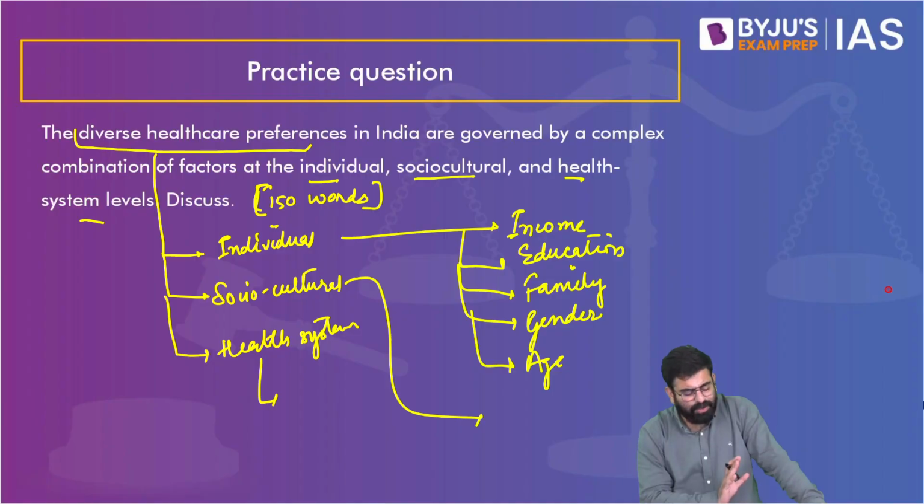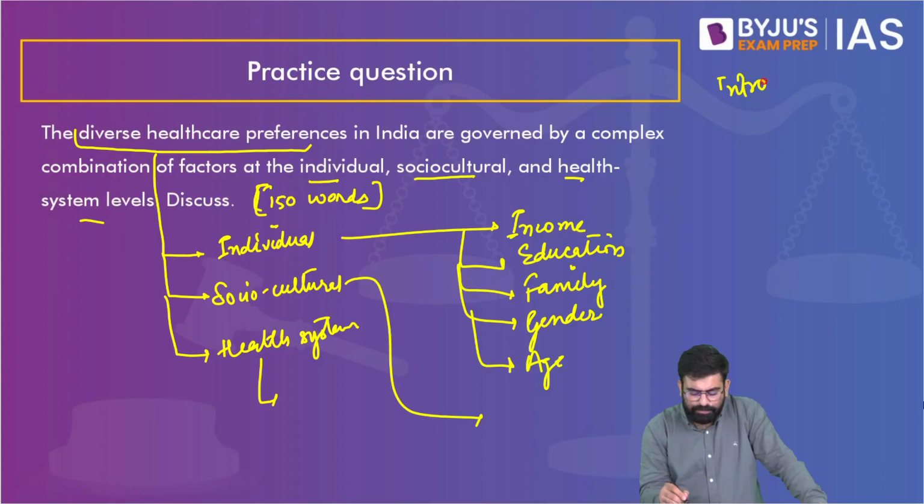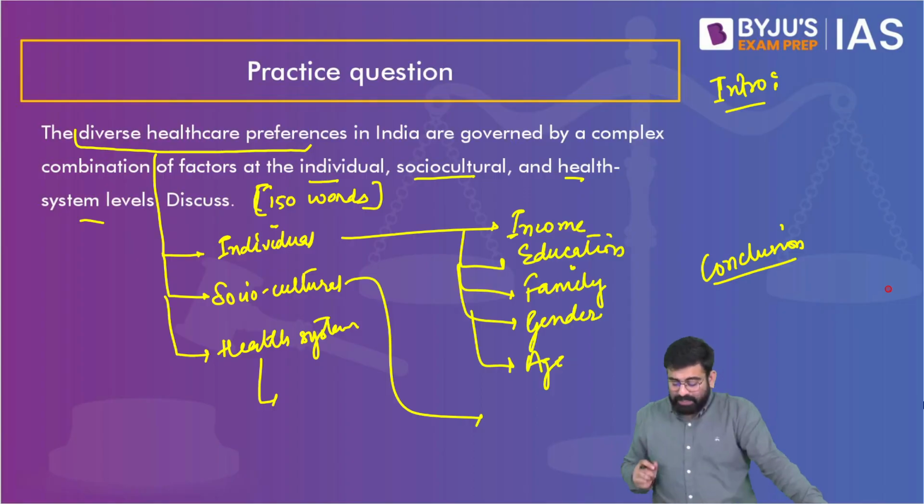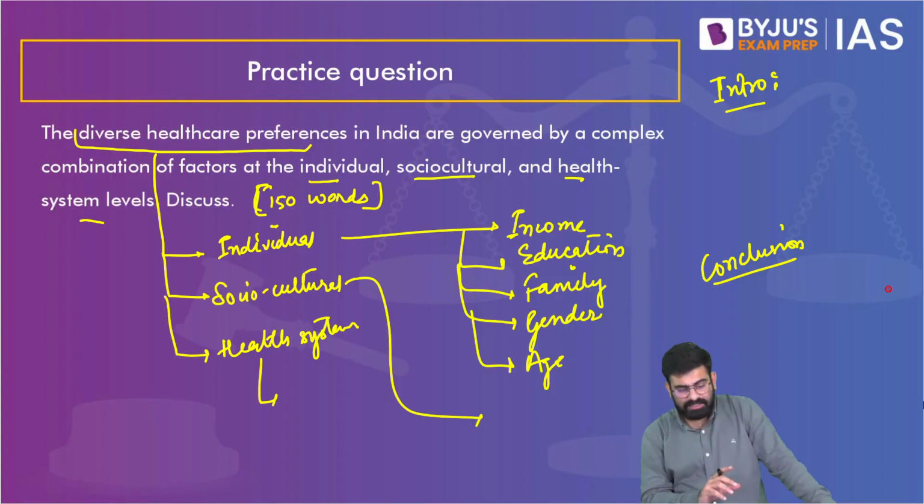Okay, now think of your introduction and conclusion. Your body part is done. Think of introduction and conclusion. Think of introduction. So yes, Ravi, you are right when you say that the evidences that are available for a particular health system also shape our preferences. Think of introduction. Yes, so great. What are the various forms of healthcare system that are available?